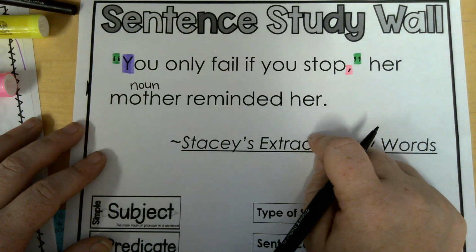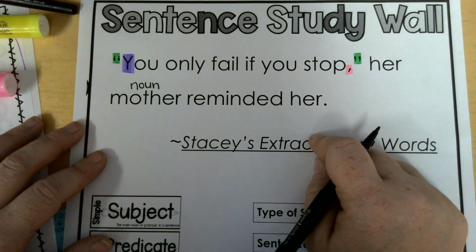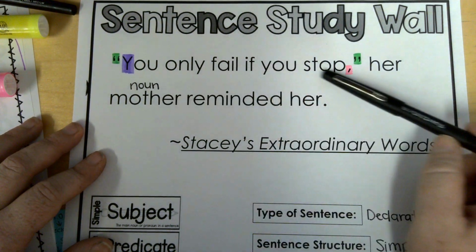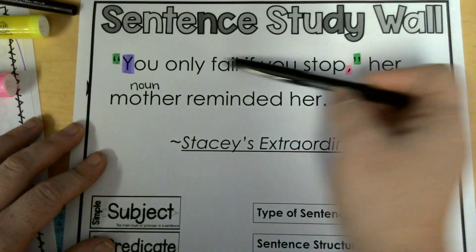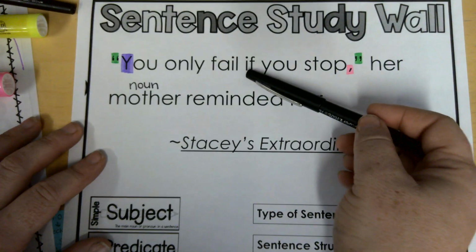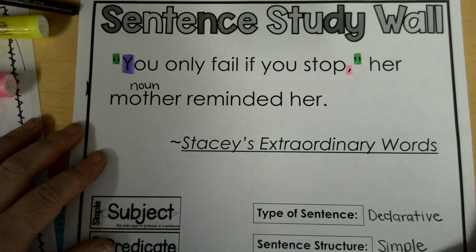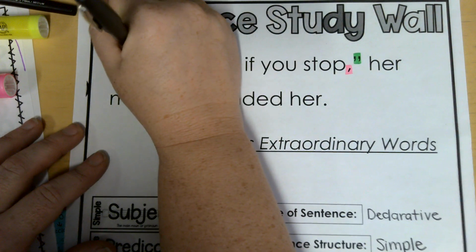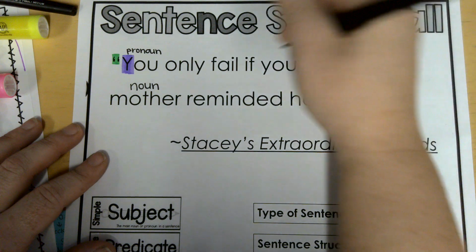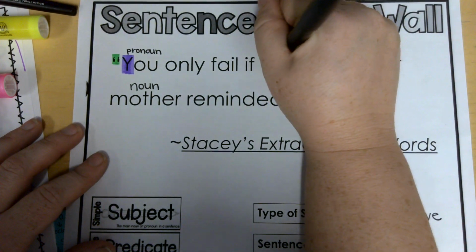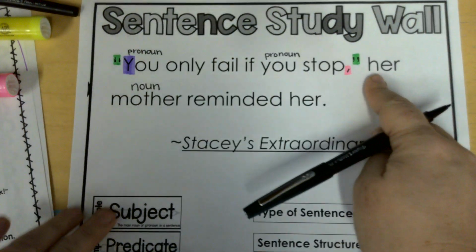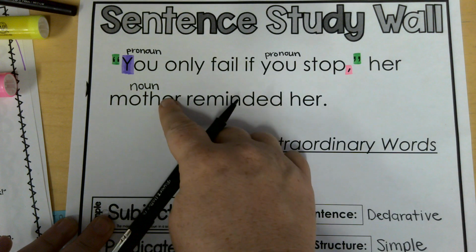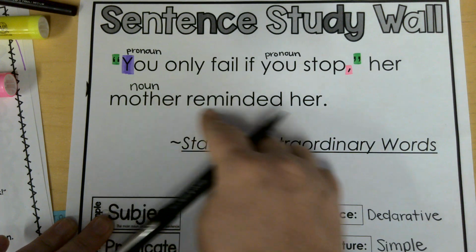There are other ones, but they're actually considered pronouns because they replace the name of something with another word. So when the mother is saying "you only fail if you stop," she's talking specifically to her daughter. So "Stacey only fails if Stacey stops" is what she would say if we didn't have pronouns. But instead these words, you and you, replace it. So we're going to call that a pronoun. And that one's also a pronoun. Interestingly enough, her and her are also pronouns, because "her mother," her is Stacey. "Mother reminded her," her is also Stacey.